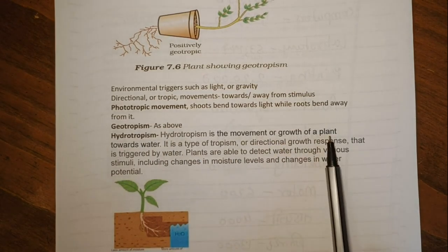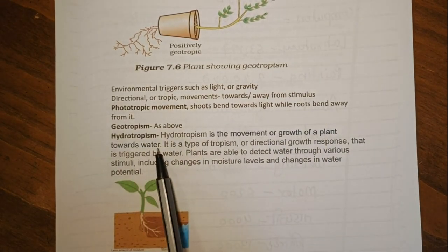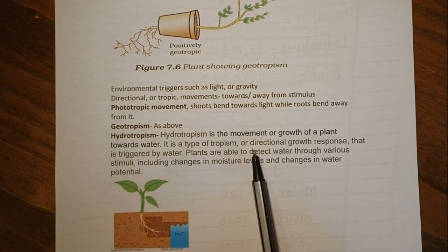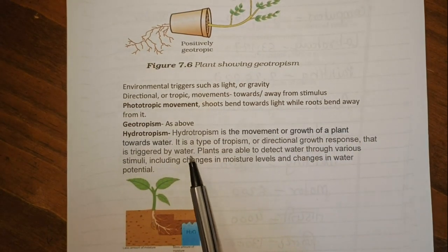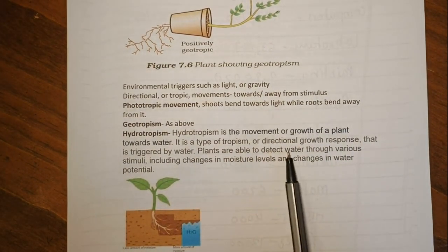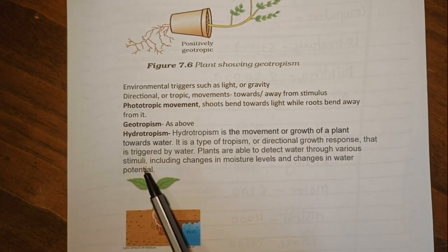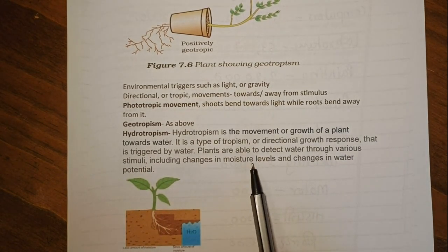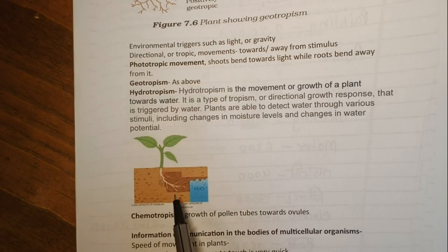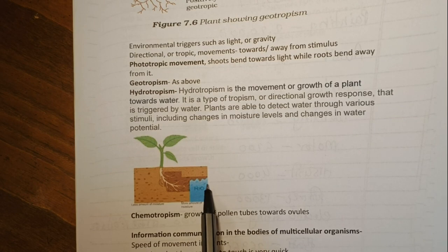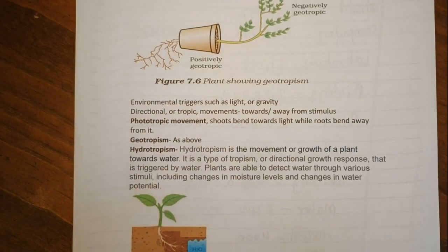It is the movement or growth of a plant towards the water. It is a type of tropism or directional growth response that is triggered by water. Plants are able to detect water through various stimuli, including changes in moisture levels and changes in water potential. So we can see the roots are growing towards the higher proportion of water. So this is a directional growth in the direction of water, that is called hydrotropism.